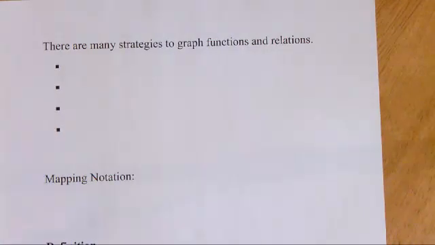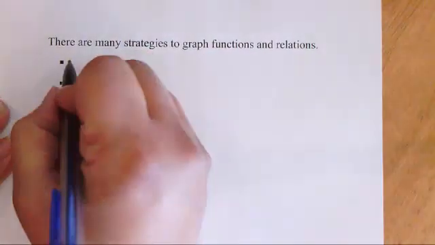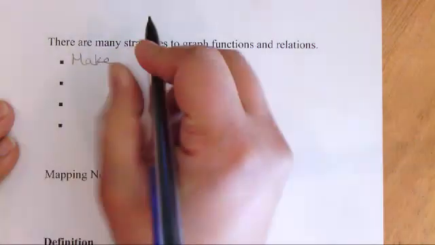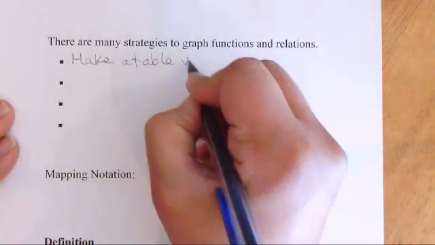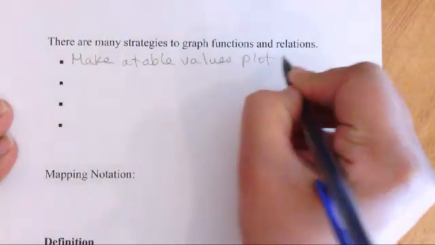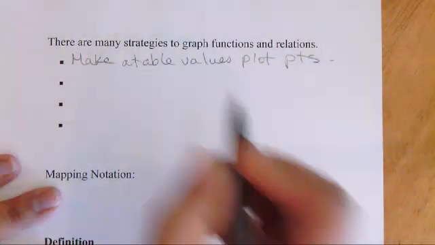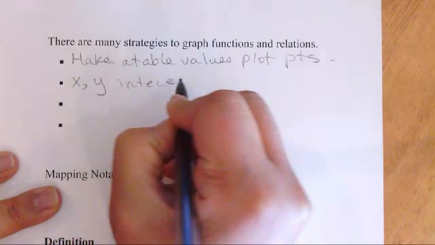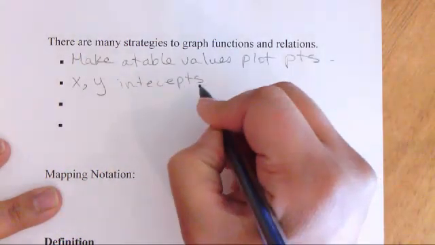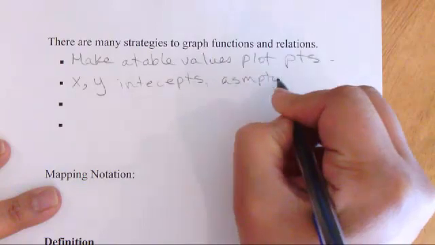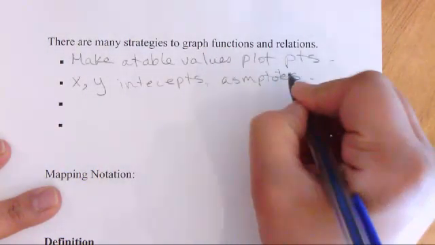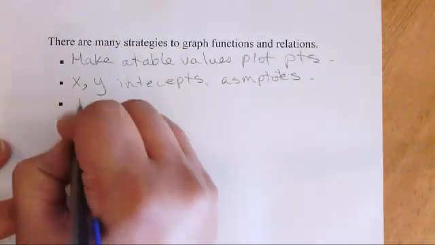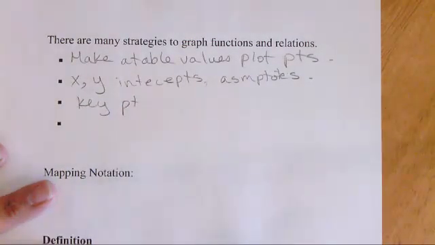And just to review the strategies for graphing, we are going to remember from back in the day that when we started, we could make a table of values and plot the points. We also looked at x and y intercepts, and we looked at asymptotes. And also we looked at key points and we graphed key points and then connected all the dots.